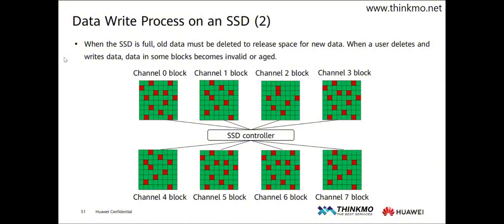After the previous session, our drives already have a lot of data, right? So at this point, after some data has been written, what happens next? For example, users might delete certain data, or they might free up space to write more data. During this process, some data in certain blocks may become invalid, or it may become outdated.